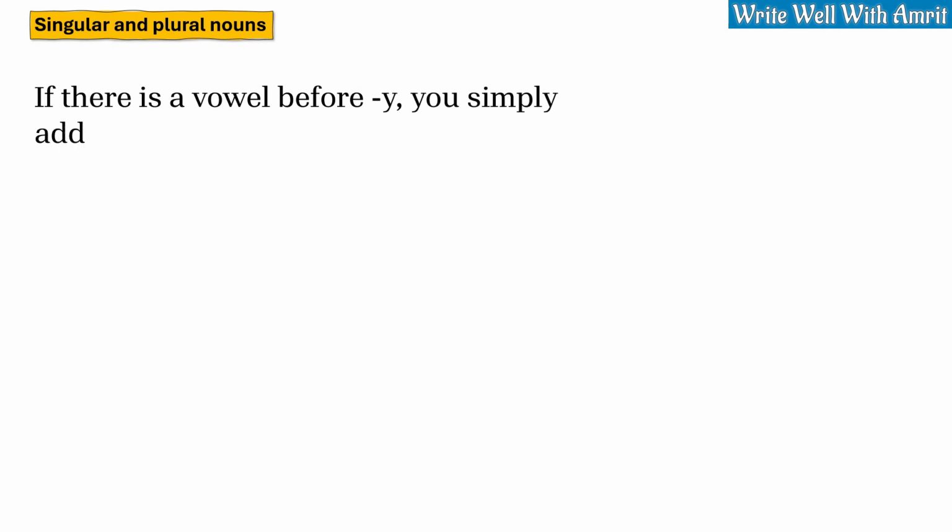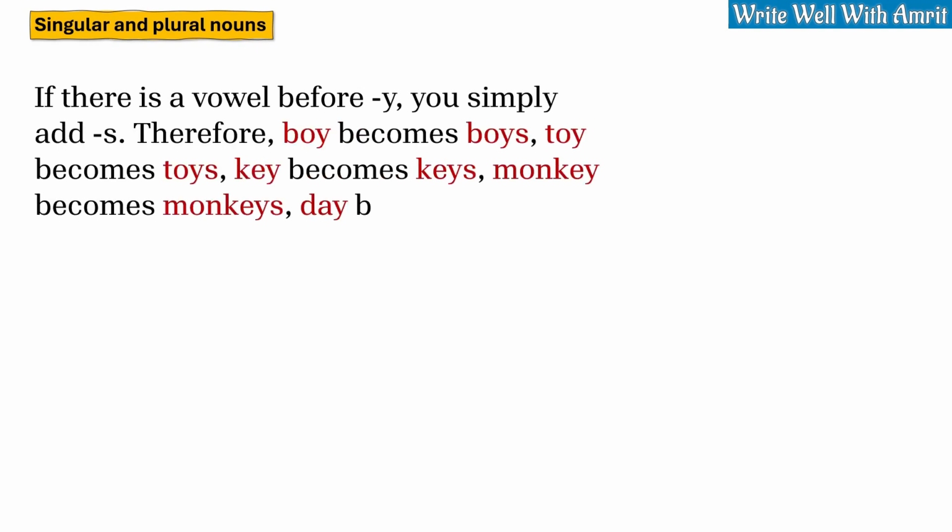On the other hand, if there is a vowel before y, you can simply add s. Therefore, boy becomes boys, toy becomes toys, key becomes keys, monkey becomes monkeys, day becomes days, and way becomes ways.